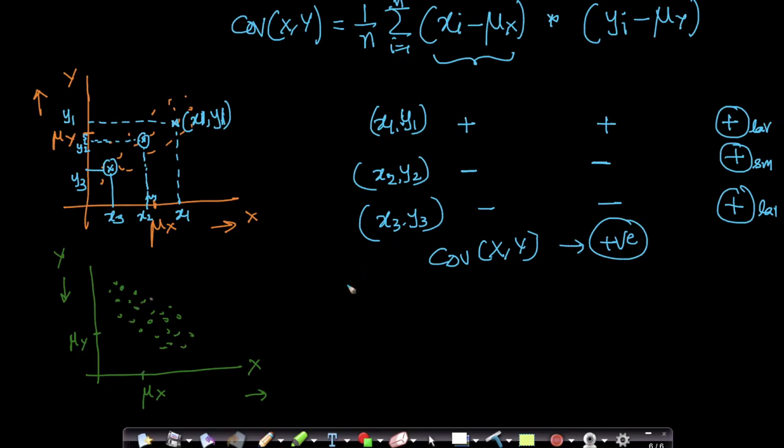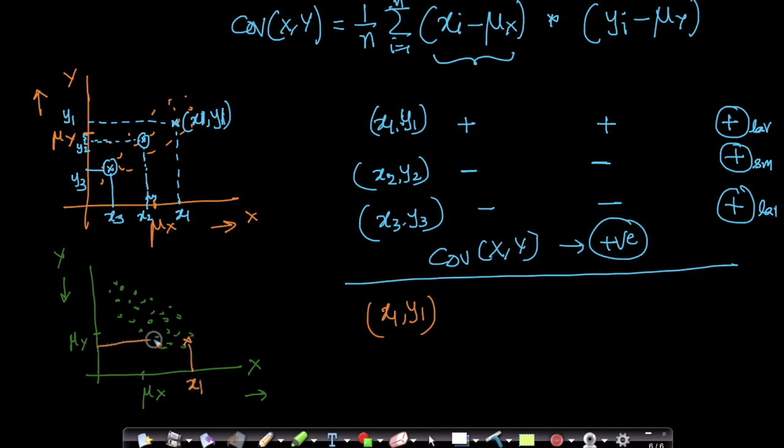Now let's see what happens in a case like this. Let's say I have my point here. Let's assume this is my x1, y1, which means here will be my x1, here will be my y1. Now, x1 minus mu of x is going to be positive. What about y1 minus mu of y? That's going to be negative, right? So positive multiplied by negative is going to be negative.